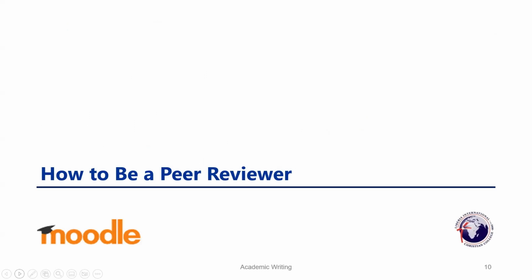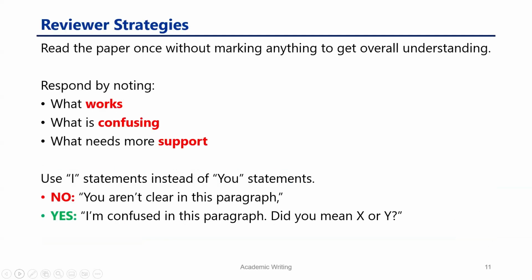In the assignment, one of your classmates is also going to ask you to peer review their paper. Let's see how that's done. First, you want to read your classmate's paper all the way through once without marking anything. The idea is to concentrate on what they're saying and to get an overall understanding of their paper. Then you can go through the paper again and respond to them by noting what works, what is confusing, and what needs more support.